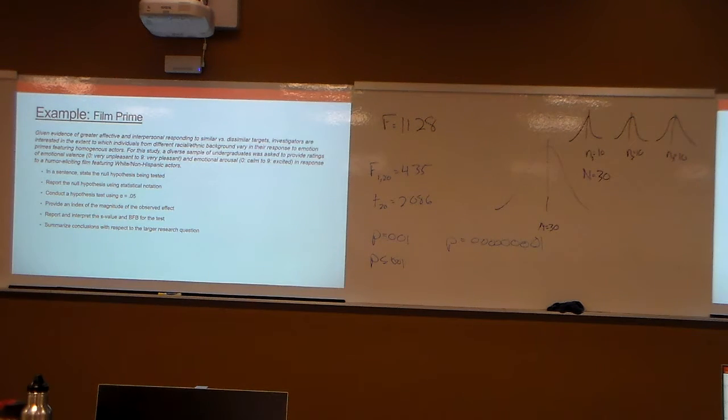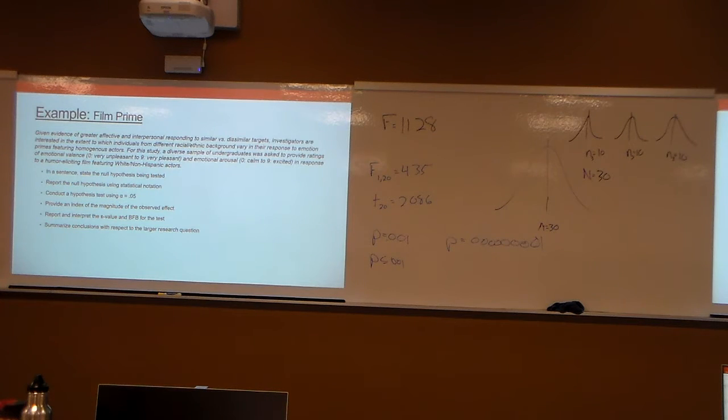And so what we've decided to do here is take a diverse group of undergraduates and ask them to provide ratings of emotional valence and emotional arousal in response to a humor eliciting film that features white non-Hispanic actors, right? Again, this is an important question. If we're going to use this as an affect manipulation, it's probably important to know that it's doing the same thing across individuals, irrespective of being able to identify based on similar or dissimilar backgrounds. So we're going to state the null, report the null using statistical notation, our hypothesis test, calculate an effect size, S value, Bayes factor, and then summarize everything together.